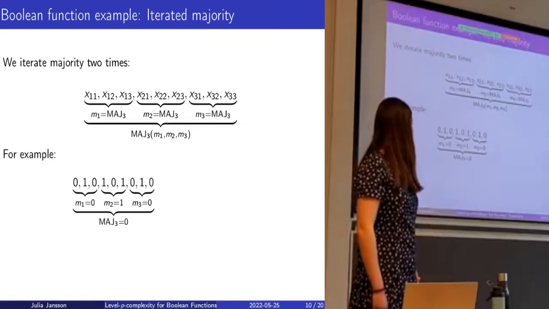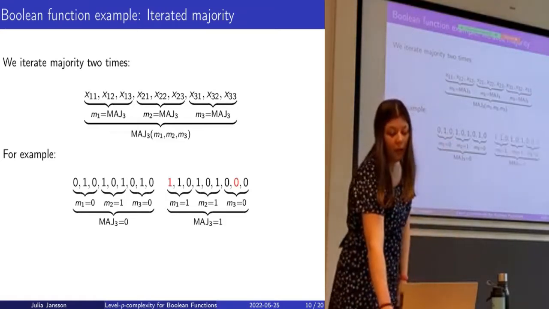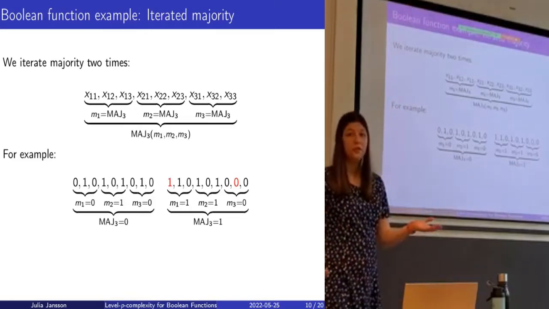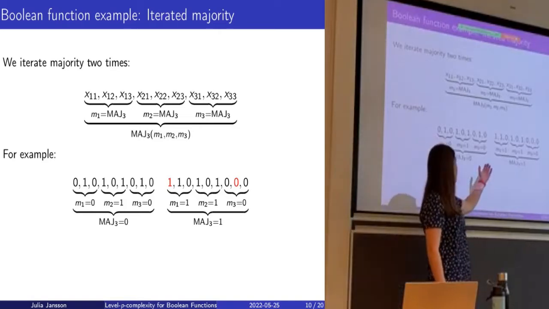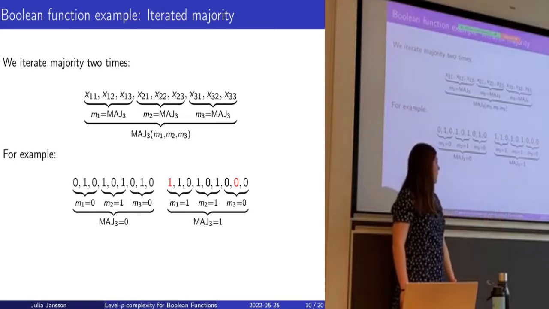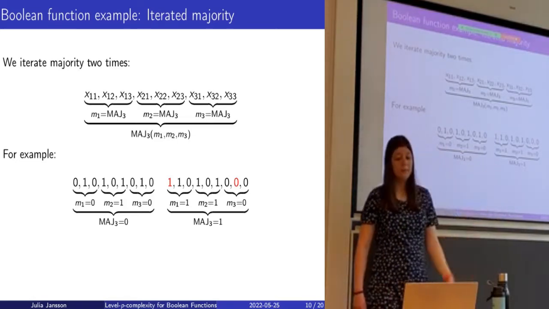But if we switch 2 of the bits, so if we switch the first and the 8th bit, which are shown here but marked in red, we have a different result. So in this case, the first block will have majority 1 instead of 0, but the other ones are the same. And this means that the majority of the whole function is switched from 0 to 1.